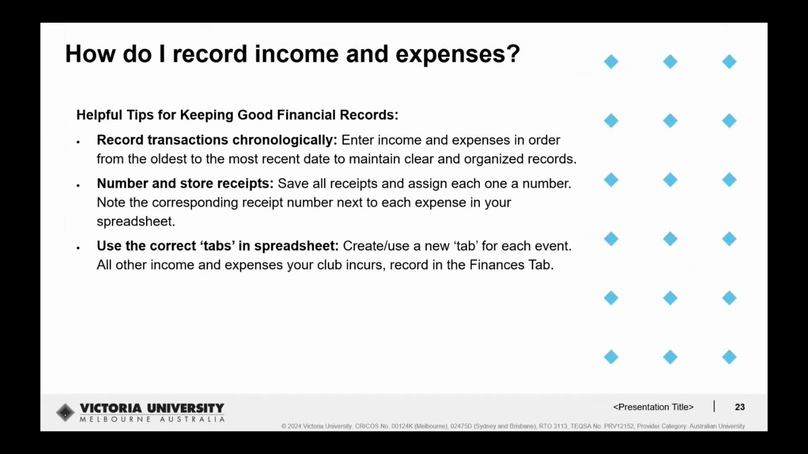Some helpful tips to keep good financial records are to record transactions chronologically. Enter the income and expenses in order from the oldest to the most recent date to maintain clear and organised records. Number and store each receipt. Note the corresponding receipt number next to each expense in your spreadsheet. And finally, provide context for each expense. Clearly indicate which club activity or requirement each expense relates to. This ensures transparency and helps the auditors verify the funds are used appropriately.